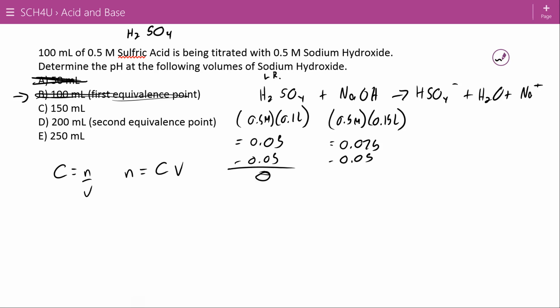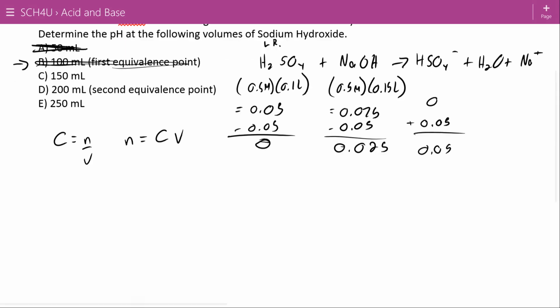See, that's gone now, and we're left with 0.025 of this. That is also going to create 0.05 of this. As this goes down, that goes up. And so we have 0.05 of that. So that's the first acid-base reaction.